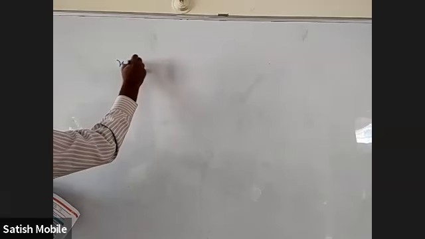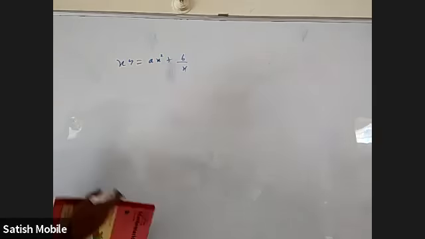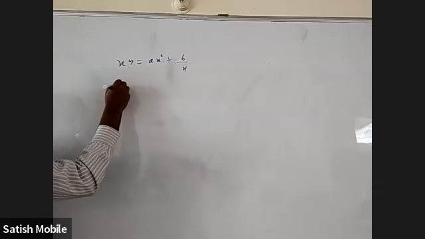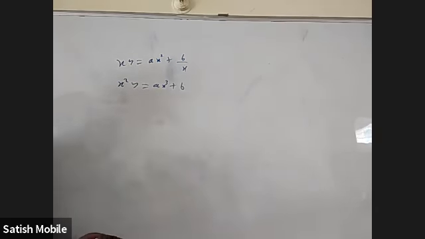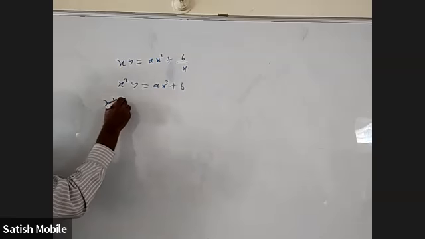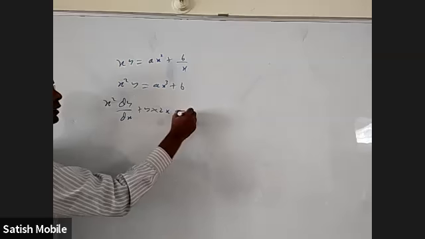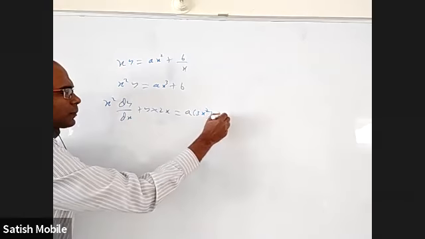Okay, so I'm discussing section 3, first one, that fourth one. xy is equal to ax square plus b by x. You can differentiate twice and then use determinant formula, but for convenience, I prefer to bring this x this side: x square y equal to ax cube plus b. Differentiate once, b will go straight away. x square dy by dx plus y into 2x equals a into 3x square, and the derivative of b is 0. Okay.